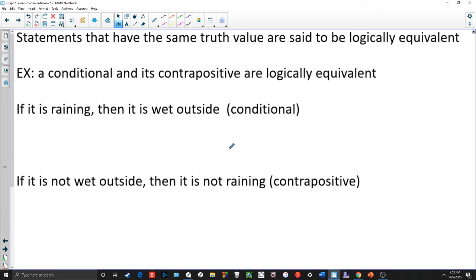Statements that have the same truth value are said to be logically equivalent. So if statements are both true or both false, it's kind of like being equal. It's kind of like saying 1 equals 1 or 2 equals 2. When we talk about statements being equal, that means they are either both true or both false.